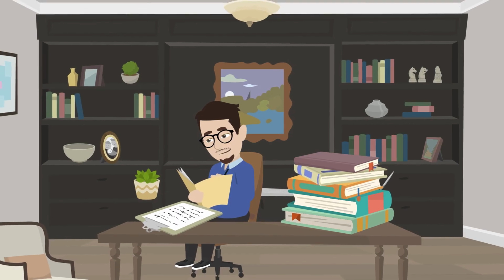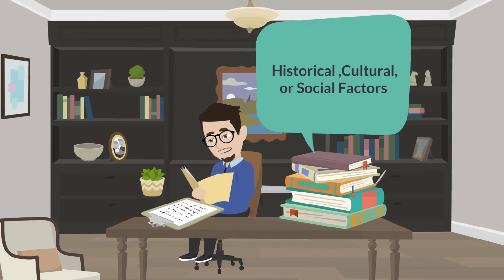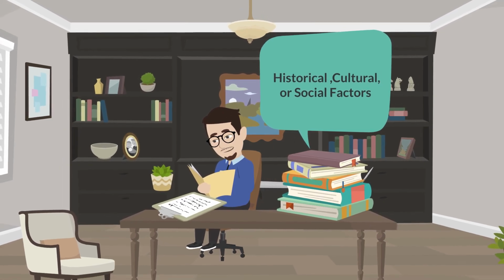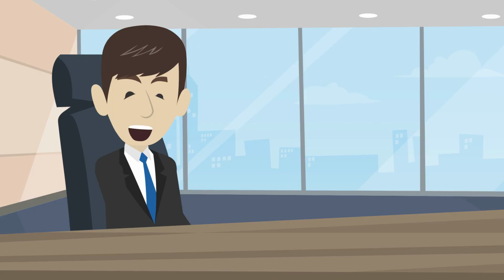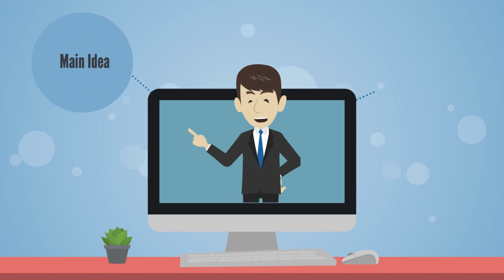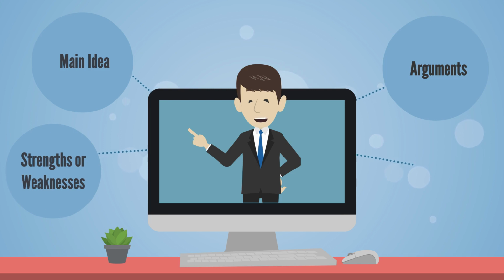This includes the author's background and perspective, as well as any historical, cultural, or social factors that may have influenced the text. Finally, you should draw conclusions based on your analysis of the text. This may involve summarizing the main ideas and arguments, identifying any strengths or weaknesses in the author's argument, or considering the broader implications of the text.